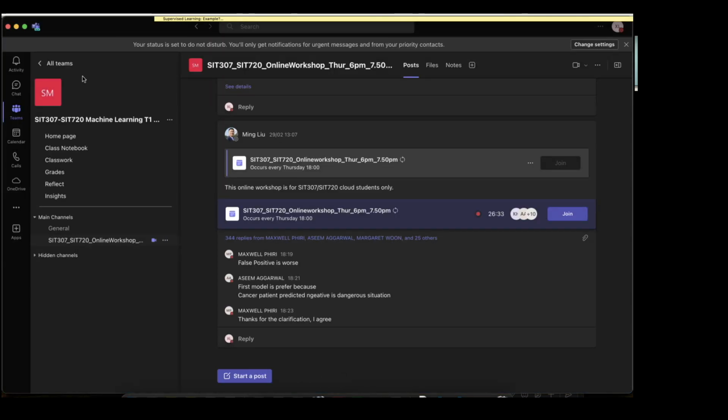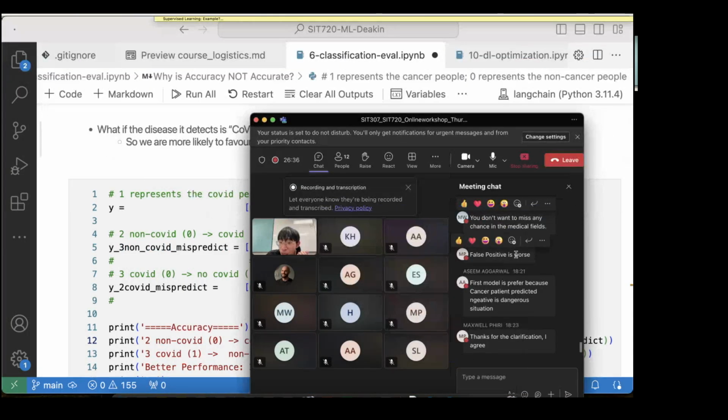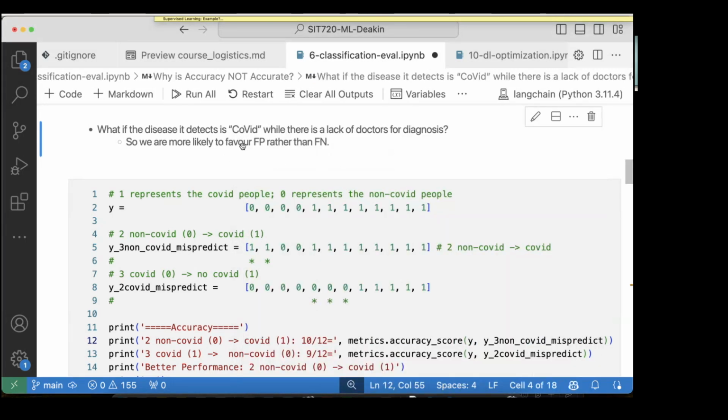I think Maxwell says false positive is worse in some scenarios. That scenario is COVID-19. In COVID-19, there is a lack of doctors for diagnosis, right? And COVID-19 is not a big issue, especially since normally everyone has the vaccine, right? So they just maybe feel some fever, maybe get a cold, some symptoms like getting a cold. So it doesn't matter. So in this case, we don't want to waste a lot of medical resources on these false positive people, right? False positive.